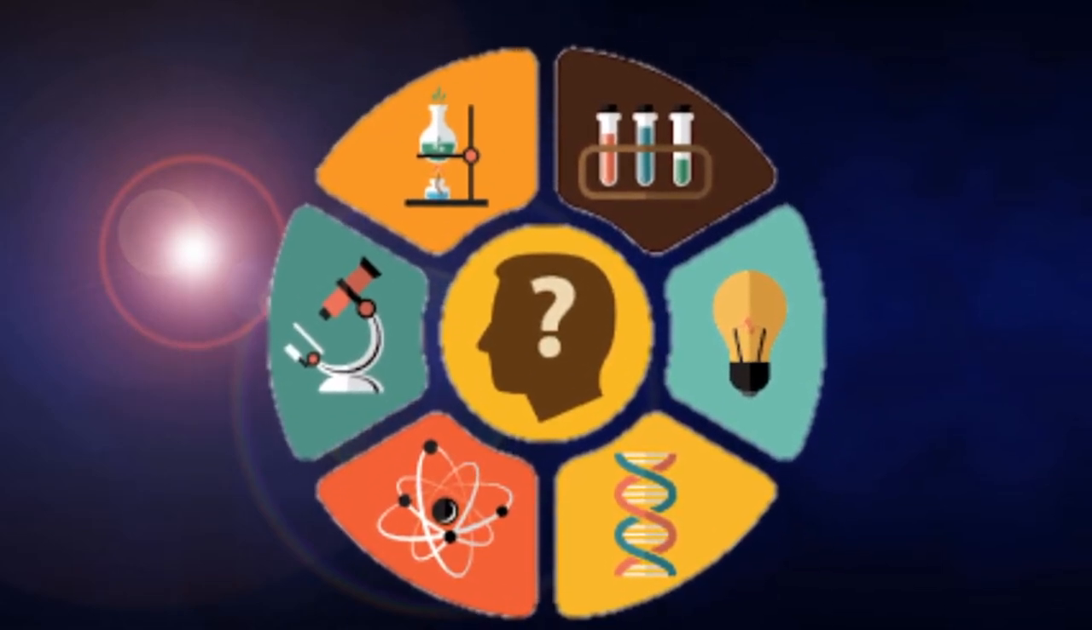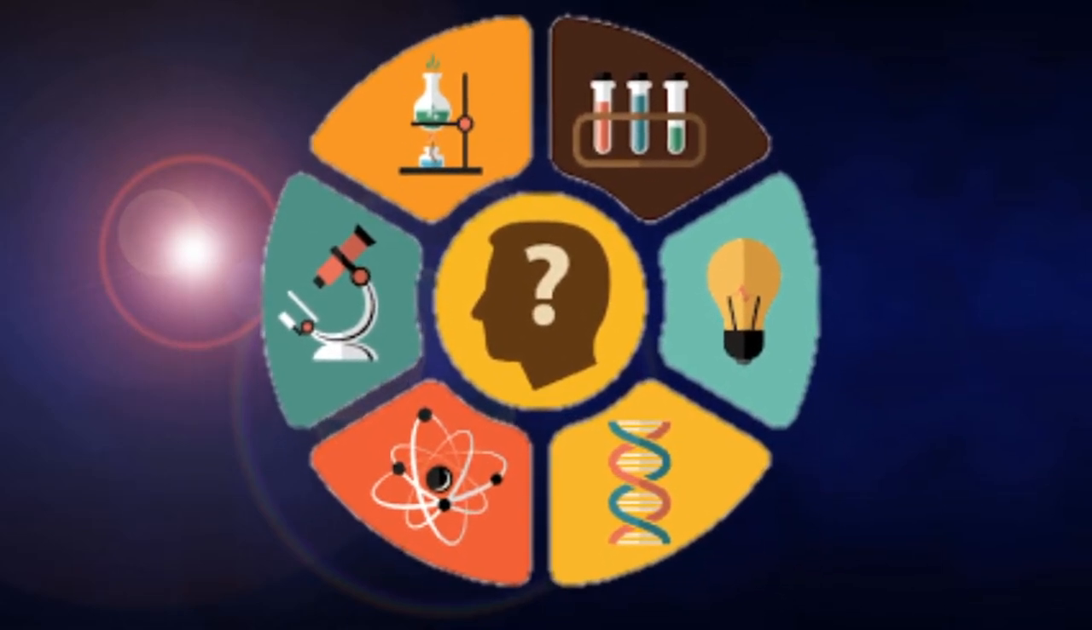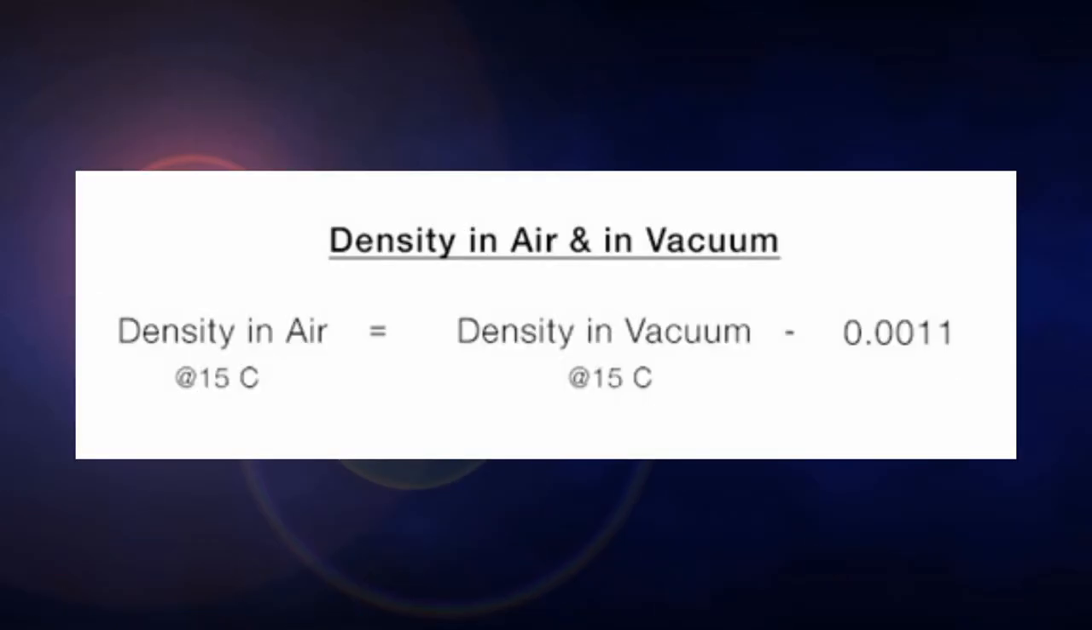There's a simple correlation between density in vacuum and density in air. Density in air at 15 degrees Celsius is equal to density in vacuum at 15 degrees Celsius minus the value 0.0011. This value is a constant when using this calculation.